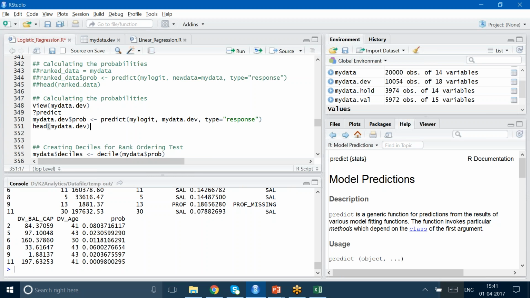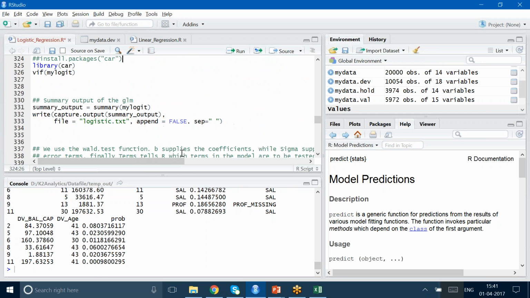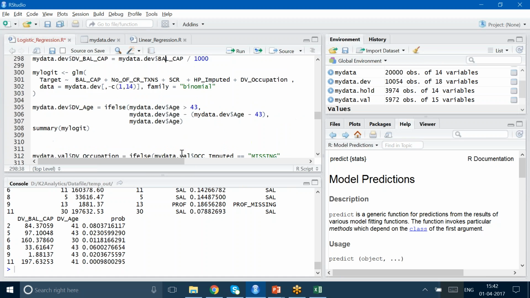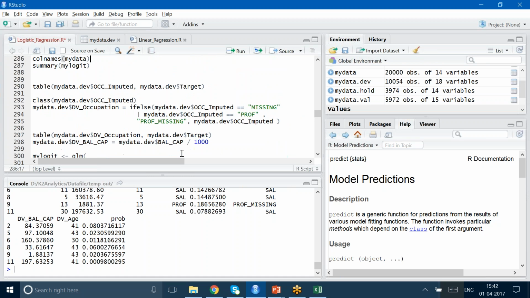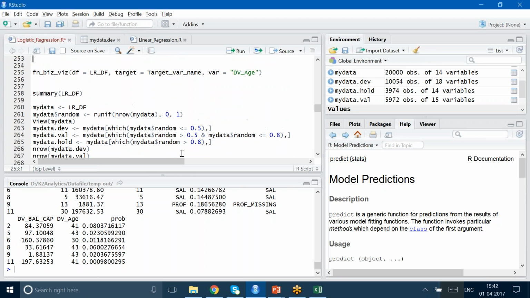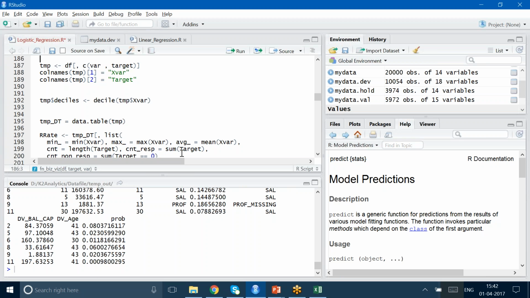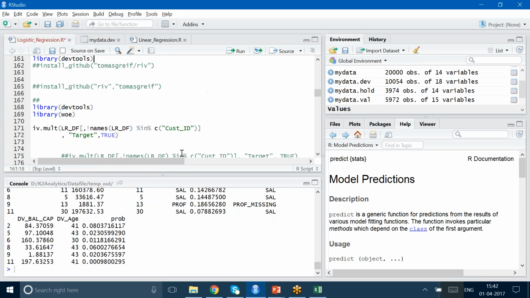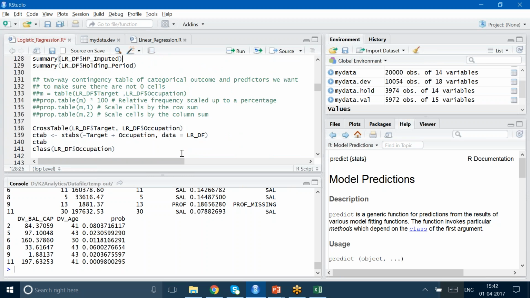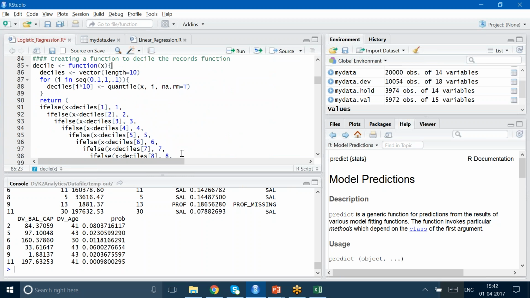I have got the prediction done. My prediction is in prop column. I have to now do deciling. First step is deciling. So I require decile function. Where is that function? Okay. So this function is already available.